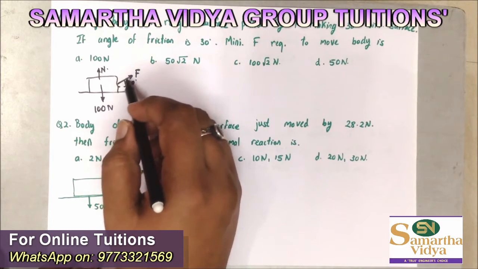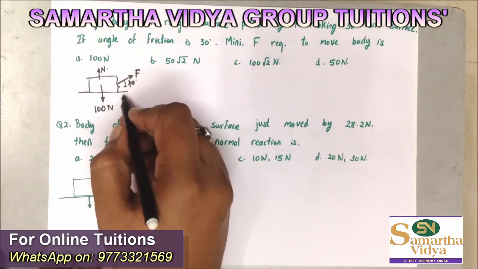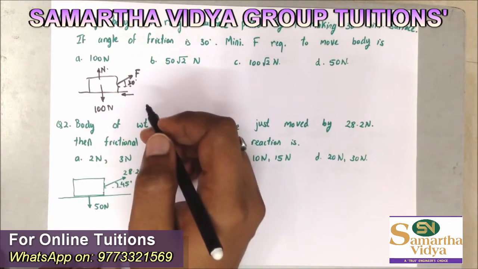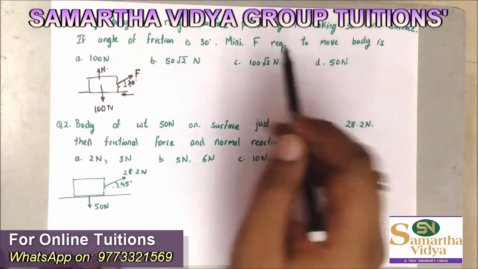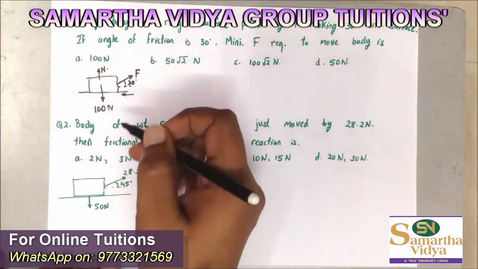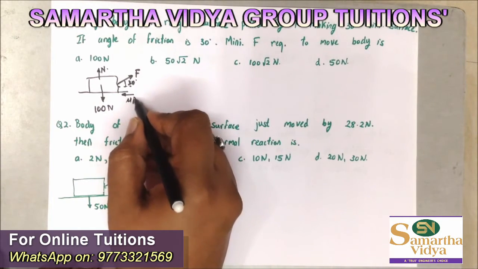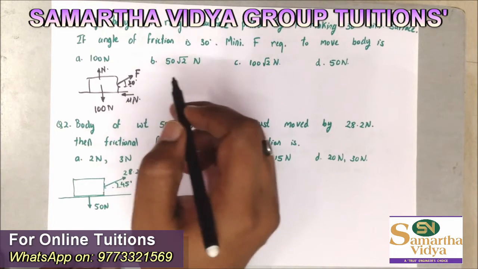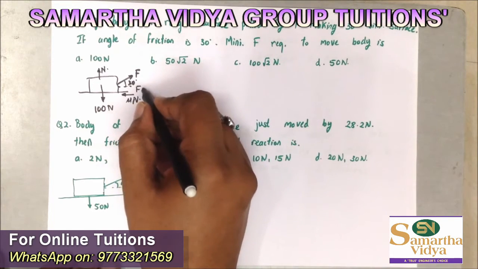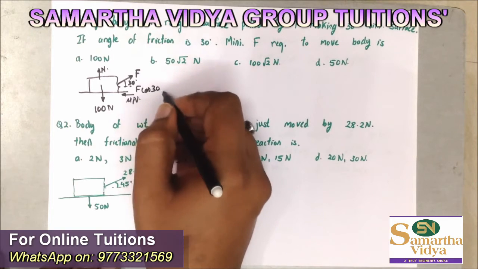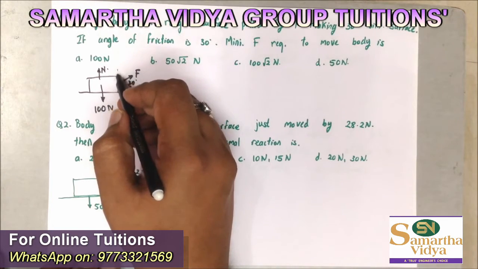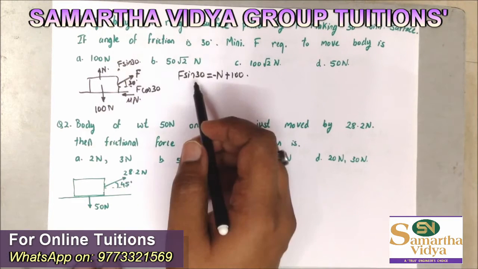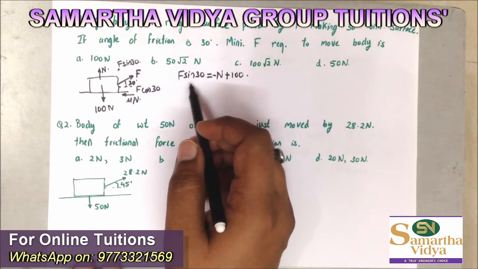Because of this body moving on the right side, there is going to be a frictional force acting on the left side. And that frictional force, since it is the minimum F which is required to just move it, is going to be equal to mu into n. If we find the x component of this force, we know that it is F cos theta, that is F cos 30, and the y component is going to be equal to F sin 30. So this is all the forces in the y direction.